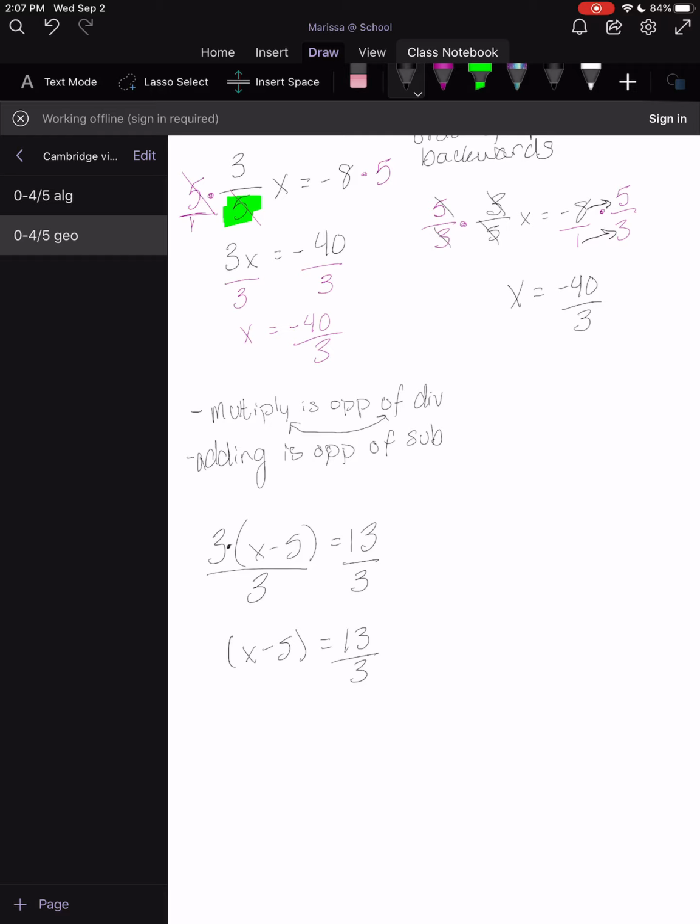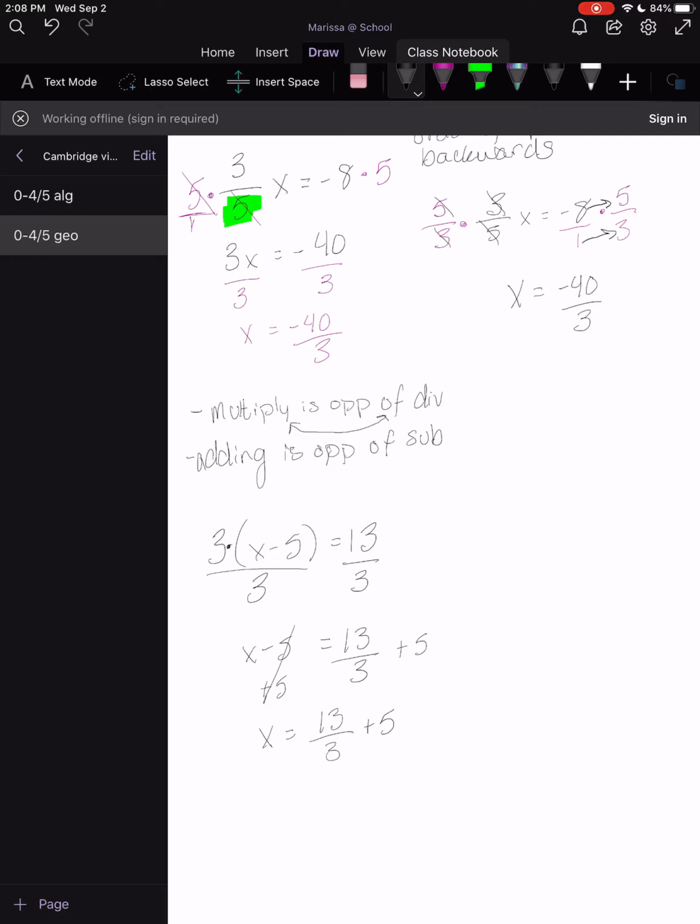The next thing I'm going to do is these parentheses really don't matter anymore. I don't have anything on the outside of them to say I'm subtracting something else or adding something else, whatever it may be. So I'm just going to go ahead and drop those parentheses. Next, I have a subtracted 5, but I need to do the opposite so that it goes on the other side. So I'll add instead. Then I'm going to be left with 13 over 3 plus 5.